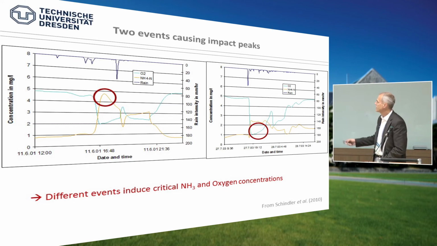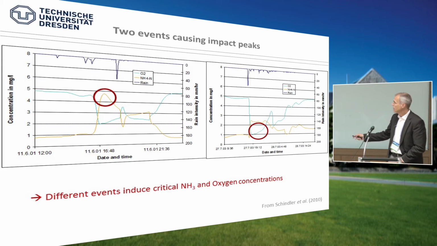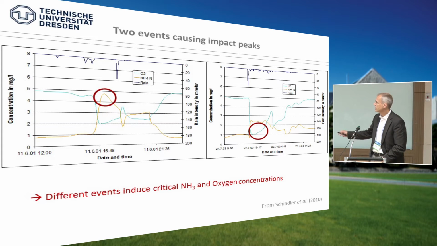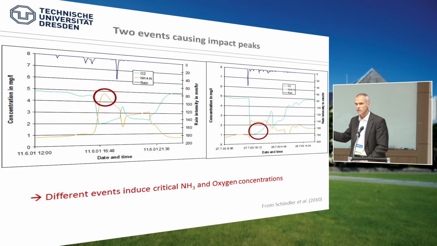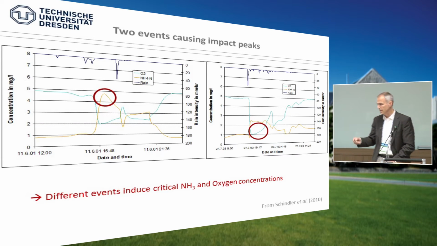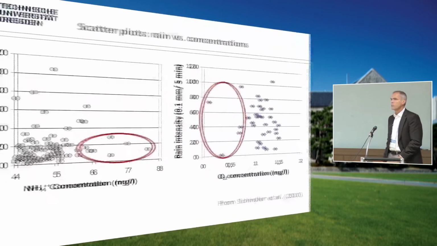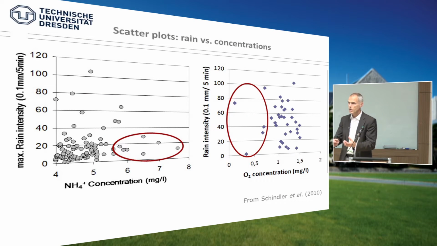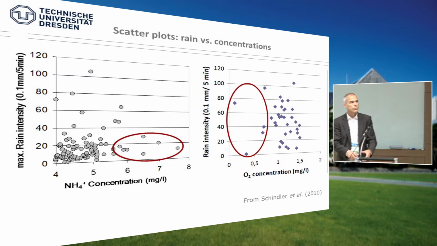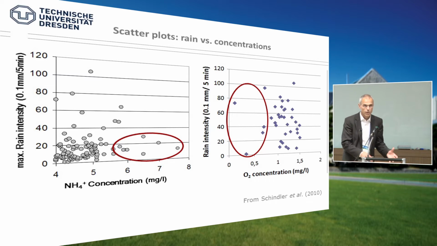On the left-hand side, we see an event which is critical for the ammonium concentration in the receiving water, and on the right-hand side is a different event that's causing more critical conditions with regard to oxygen depletion. They are not the same events. There might be different events being critical with regard to different indicators for the receiving water. These are individual events. That, of course, was not the goal. We just look at individual events to better understand how critical events are developed.